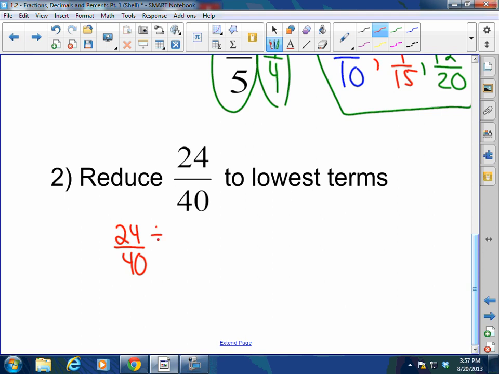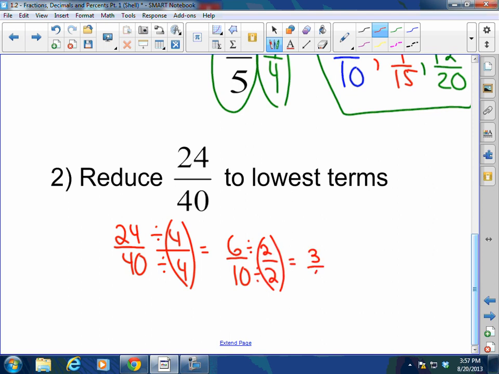Let's start with 4. If I divide by 4/4, 24 divided by 4 is 6. 40 divided by 4 is 10. I should have done 8, but I wanted to show you that you could do this a lot of different ways. I can still go further. I can divide a 2 to both top and bottom. So 6/10 becomes 3/5. And now that is all the way reduced to lowest terms.